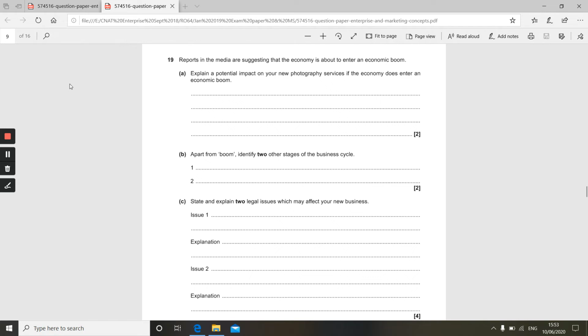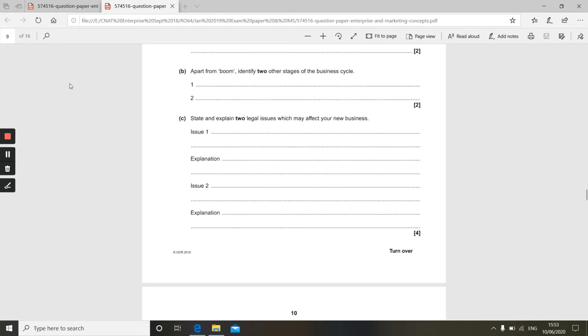Okay, moving down onto B. Apart from boom, identify 2 other stages of the business cycle. Now here, sometimes students get confused with business cycle and product life cycle. Product life cycle are the stages that a product goes through, so development, introduction, growth, maturity, saturation, decline, whereas the business cycle are the stages that the economy will go through during its useful life. So there are 4 different stages.